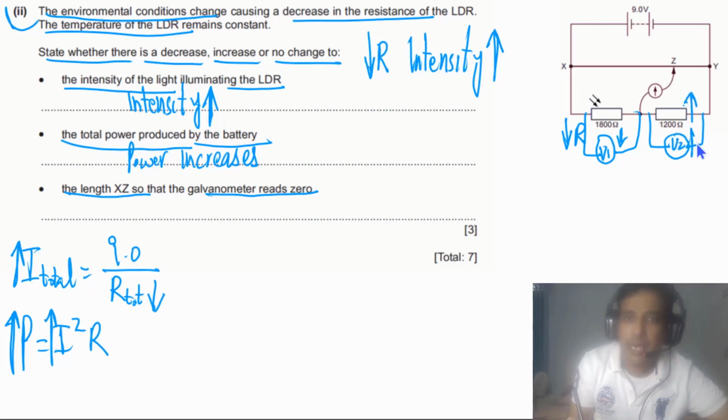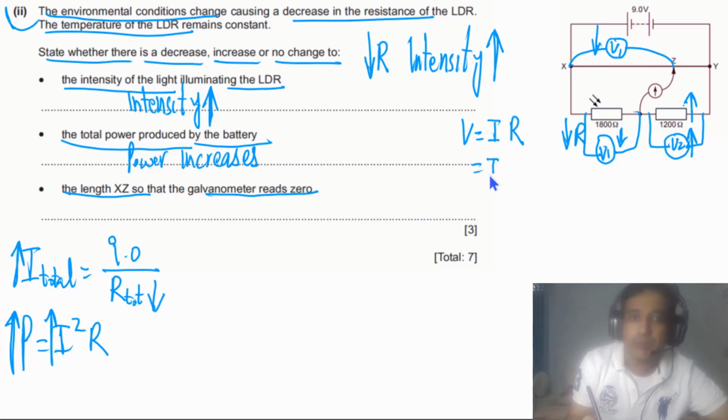So this reading has to increase and this reading has to decrease, because the sum of these two PDs is equal to 9.0. So the PD across this one decreased. So if we connect a voltmeter here, let's say V1, the PD across XC also decreases. So the length has to decrease because V is equal to I times resistance.